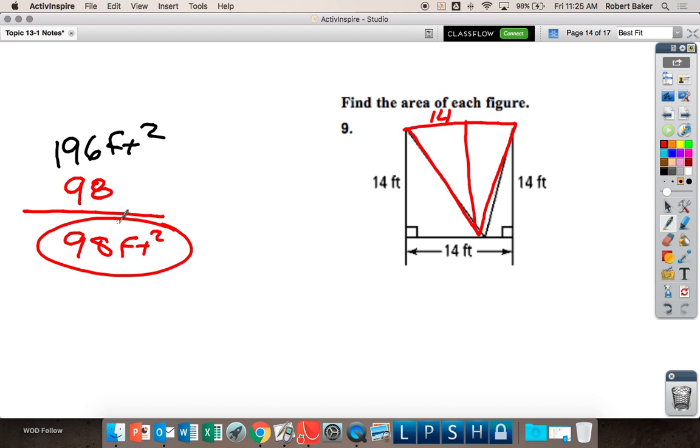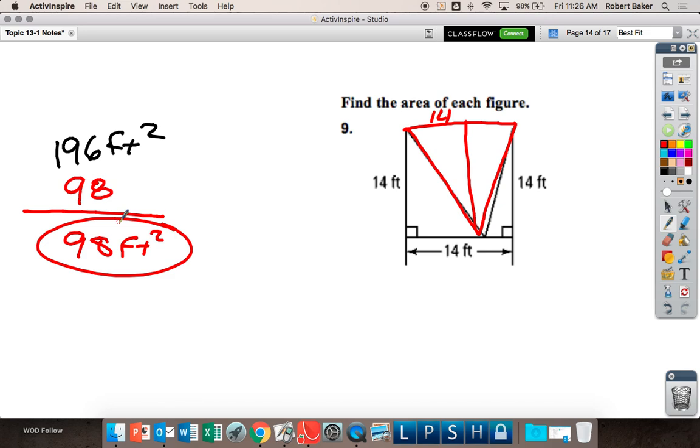So the area of the square is 196. The area of the upside down red triangle is 98. You subtract those two areas, you get the area of the two white triangles combined are 98. That seems like a really awkward coincidence, that the area of the red triangle and the area of both white triangles are both 98.